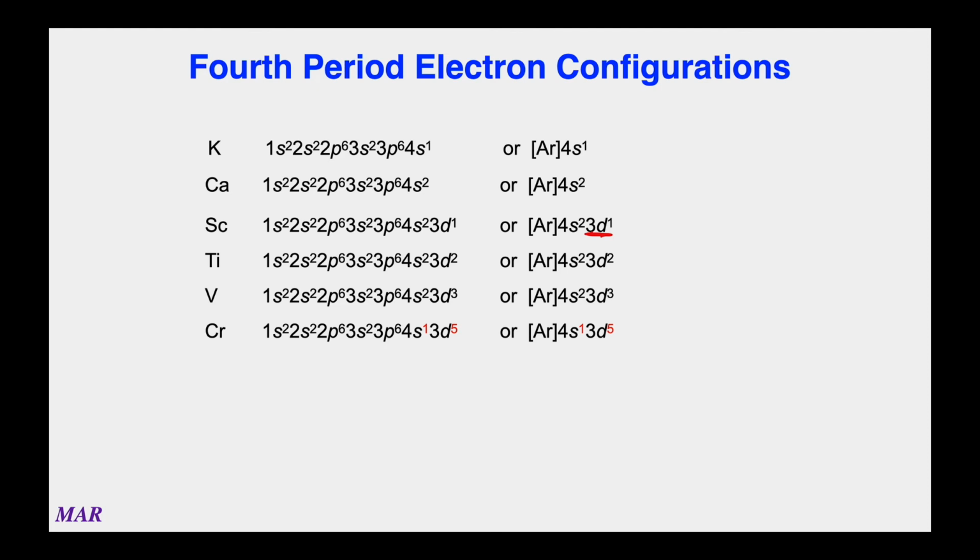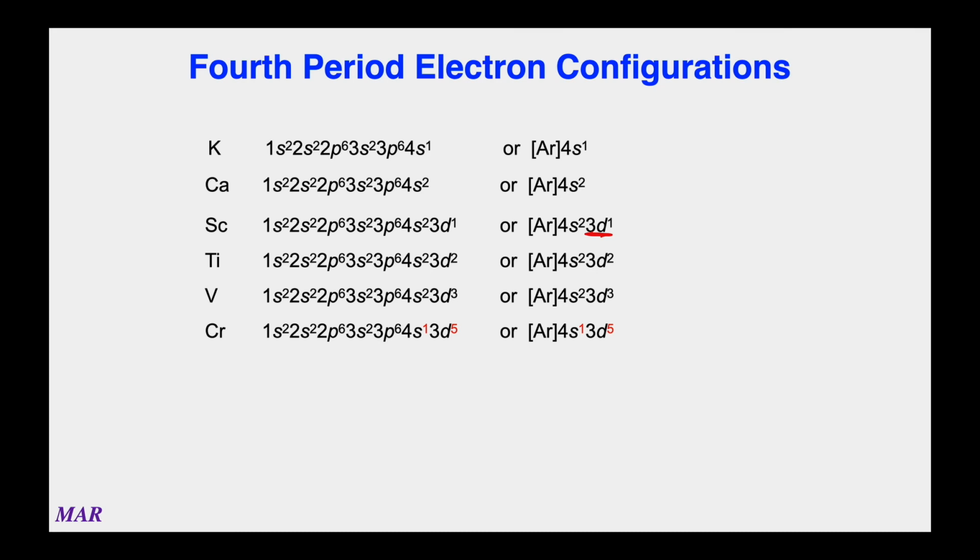This is a break in the n plus L rule, and chromium is the first exception to our rule. So I point this out because I want you to know that science hasn't figured everything out yet. All right, it should be 4s2, 3d4 according to theory. In reality, it's 4s1, 3d5.